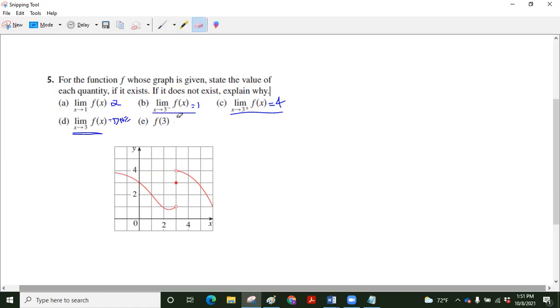This one's asking f of 3. So if we plug 3 into the function, what do we get? So this is 3 here. You may say that it's undefined at 3, but that's not true. There's actually a closed dot at 3. Therefore, the y value there at that closed dot is 3. So we're going to say that this is 3.